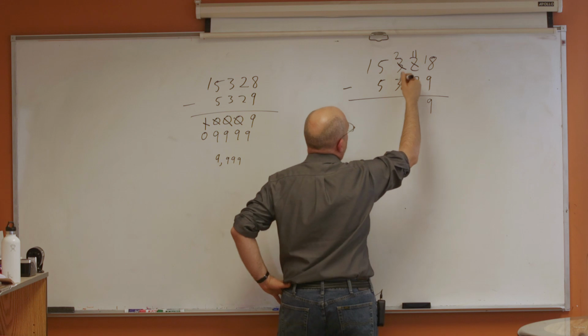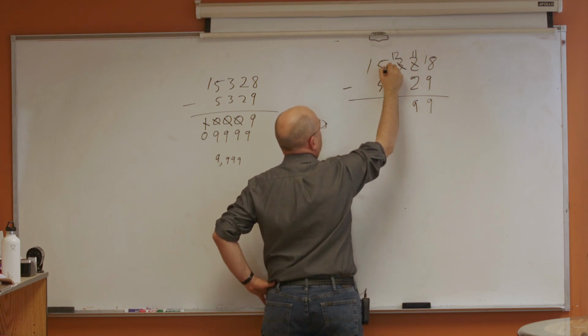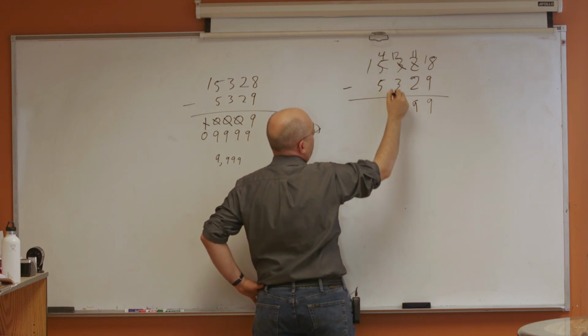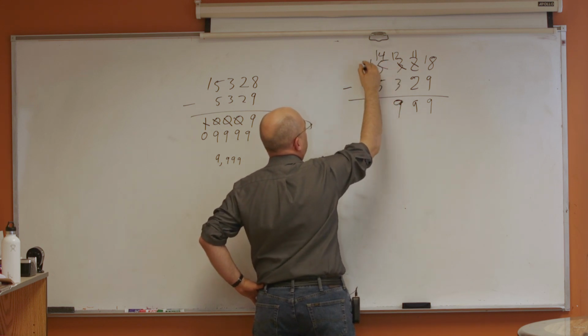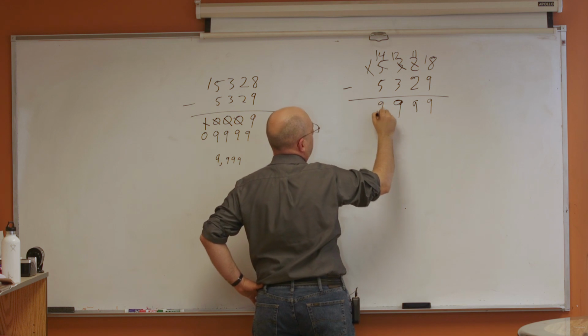2 minus 3, oh, well, that's a problem. Let's make that into a 12, and this is a 4. 12 minus 3 is 9. 4 minus 5, well, that's a problem. Cross that out. 14 minus 5 is a 9.